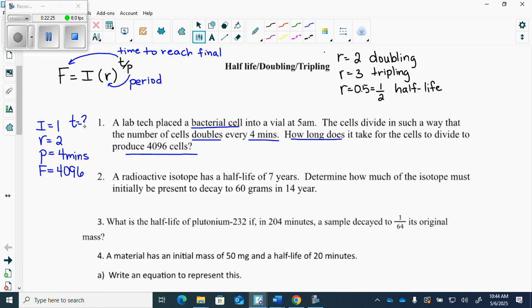Okay? So, let's fill this in. Our final is 4,096 equals 1, bracket 2 to the T divided by 4. I have my initial and I have my final. What am I going to do? Divide it over. When I divide by 1, it really does nothing, but it gets rid of the 1. So I'm going to get 4,096 equals 2 to the T divided by 4.